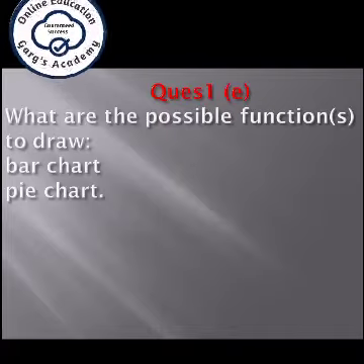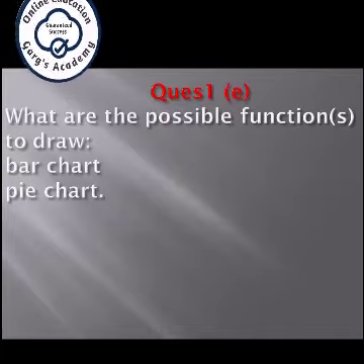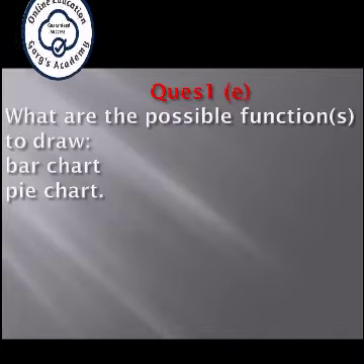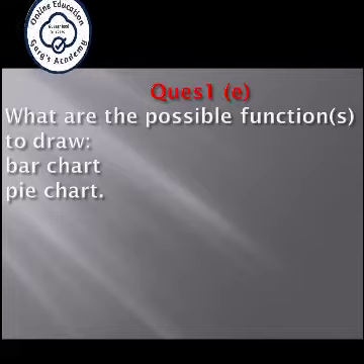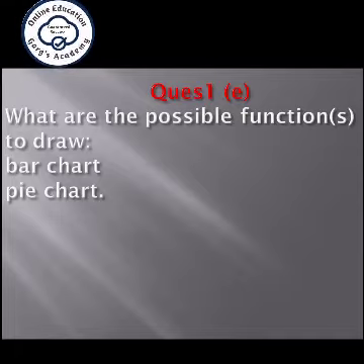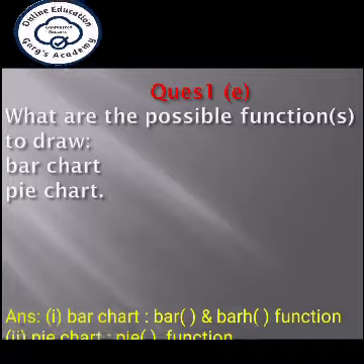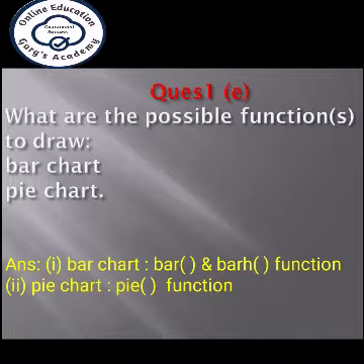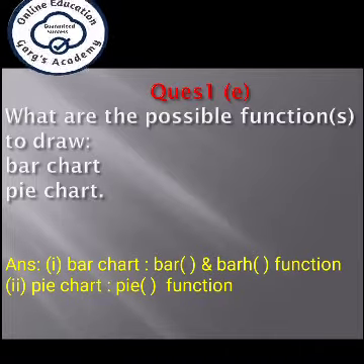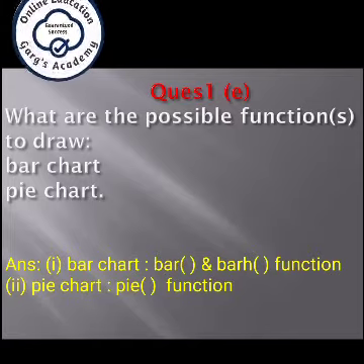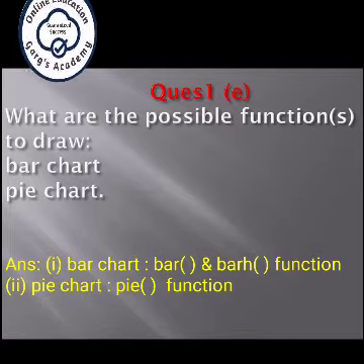Next question. What are the possible functions to draw bar chart, pie chart? Students, for bar chart, there are 2 possible options, vertical bar chart and horizontal bar chart. So you will write both these functions, bar and barh, for bar chart. But for pie chart, there is only one function, that is the pie function.